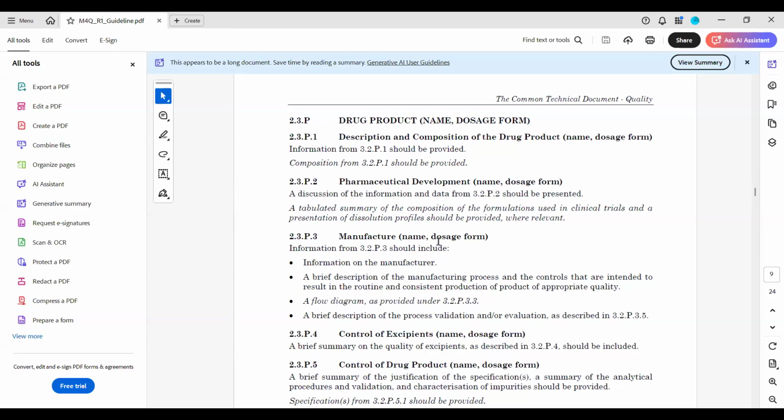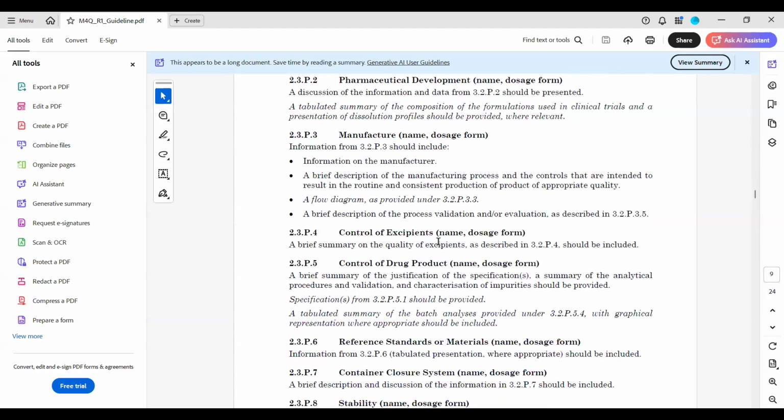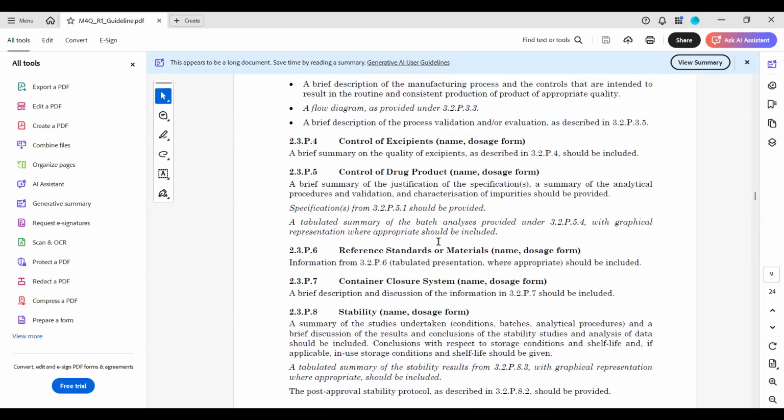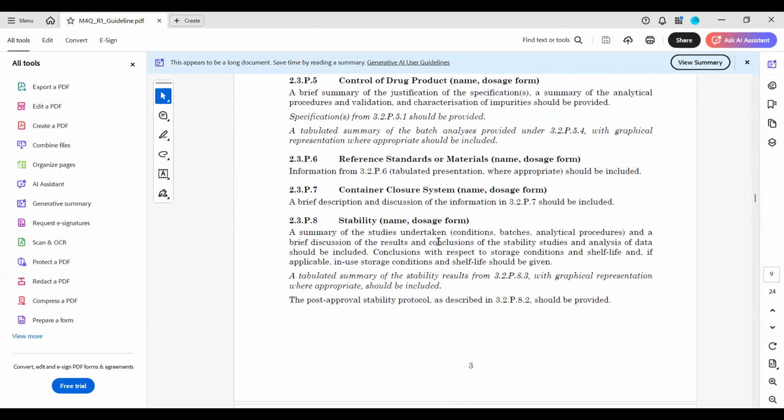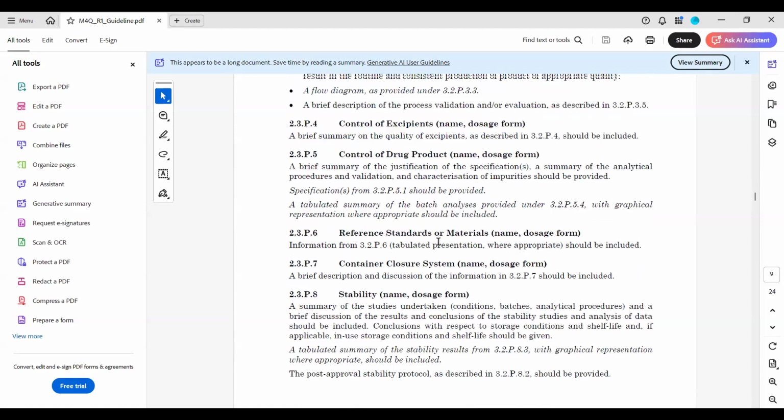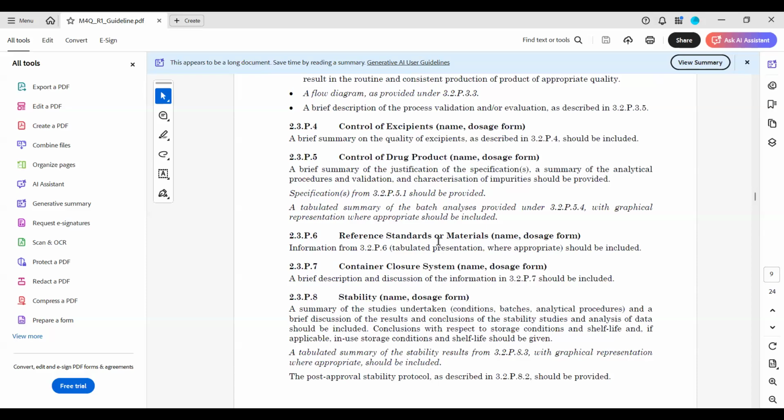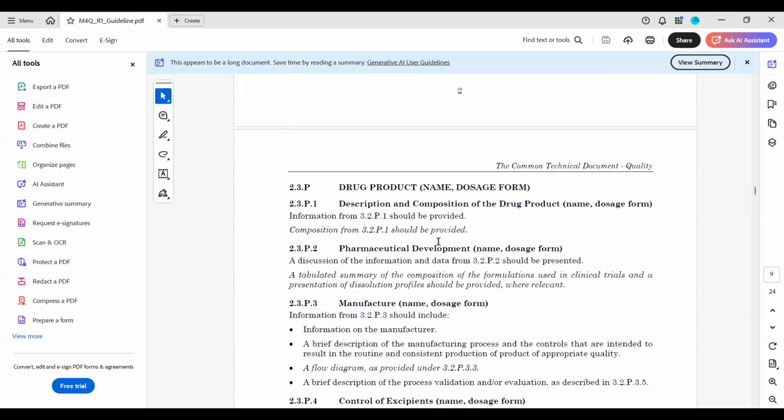Then is your manufacture. Here you have to put in information, the manufacturing process, all the summaries of that, for drug product, not drug substance. Drug substance we've covered in 2.3.S. Here, 2.3.P, we talk only about drug product. Then there's control of excipients, a brief summary of quality of the excipients that we've used in the manufacture of the drug product, the control of the drug product, and reference standard material, container closure system, and stability. The only extra data that we're submitting here is control of excipients and pharmaceutical development.